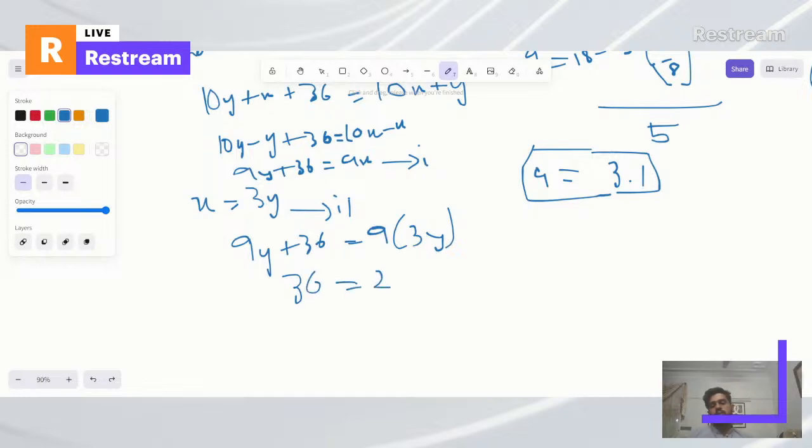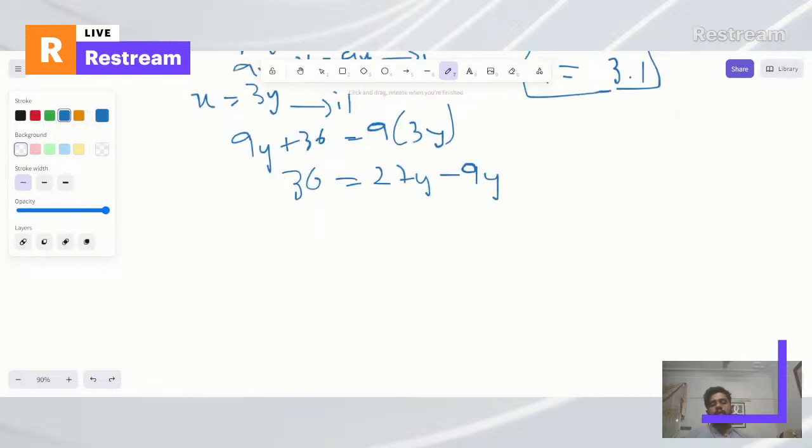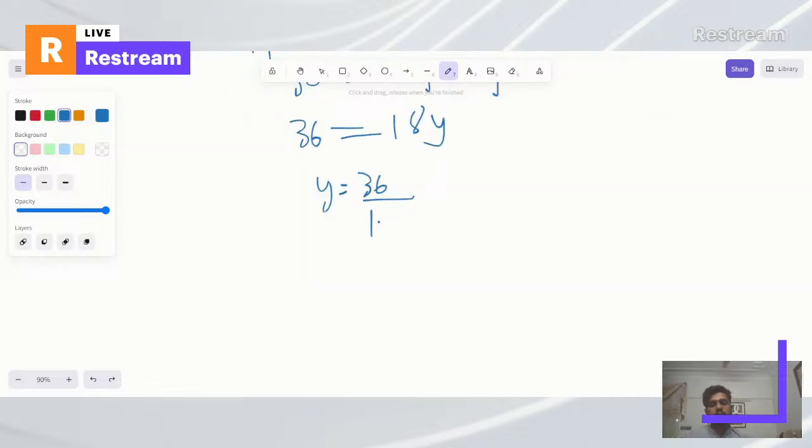9 times 3 becomes 27, so 27y minus 9y. We get 18y, 27 minus 9 is 18. And now 18y equals 36. So we're going to take 18 to the denominator. It's going to become 36 divided by 18. And the value of y would be 36 divided by 18, which is what? 2. So y becomes 2.